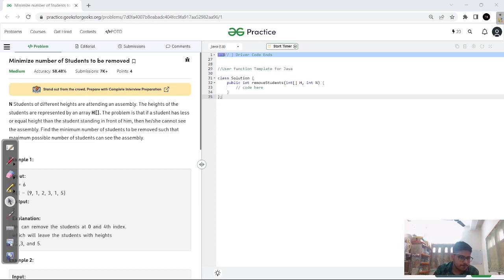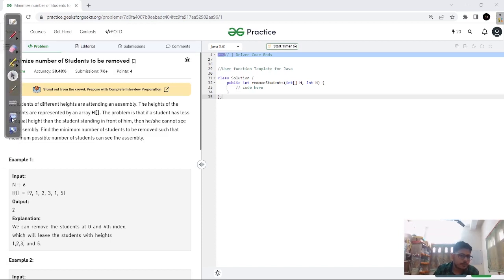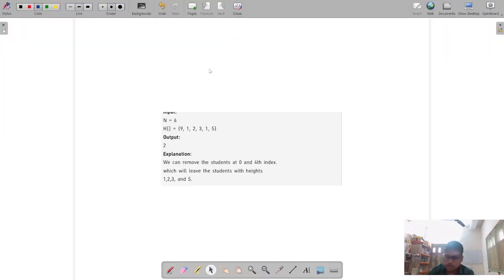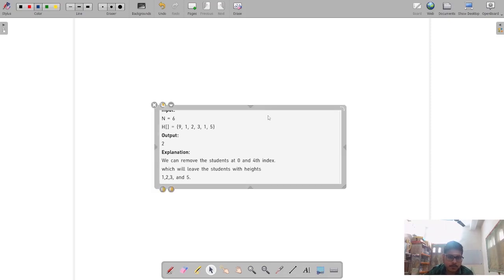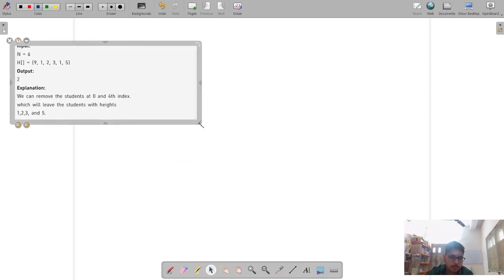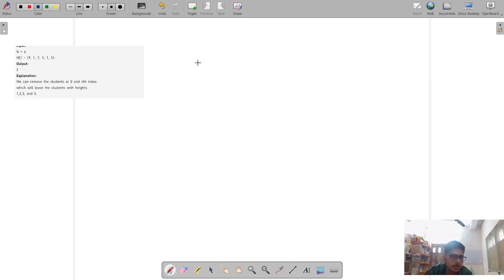Let's take an example and see. What is the question saying? We have been given an array. Imagine this array as a line, a line of people or students. In this line, the first one to stand is this one.